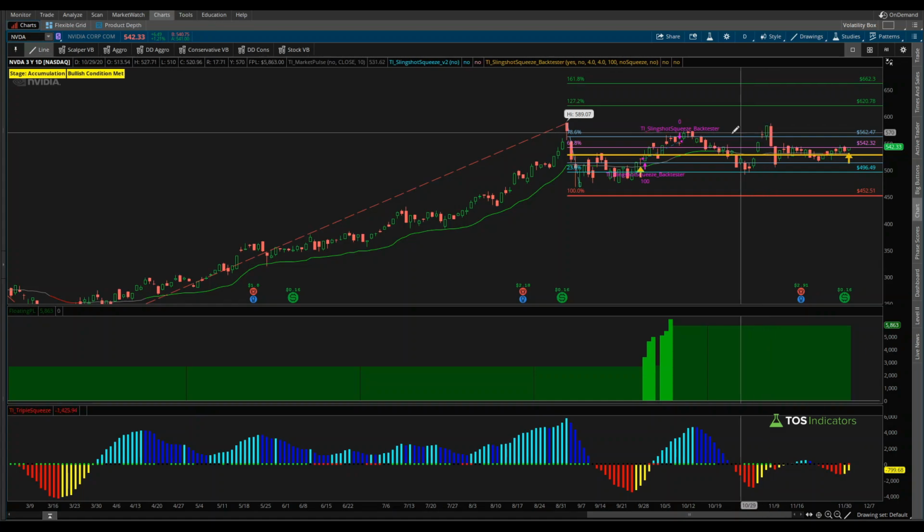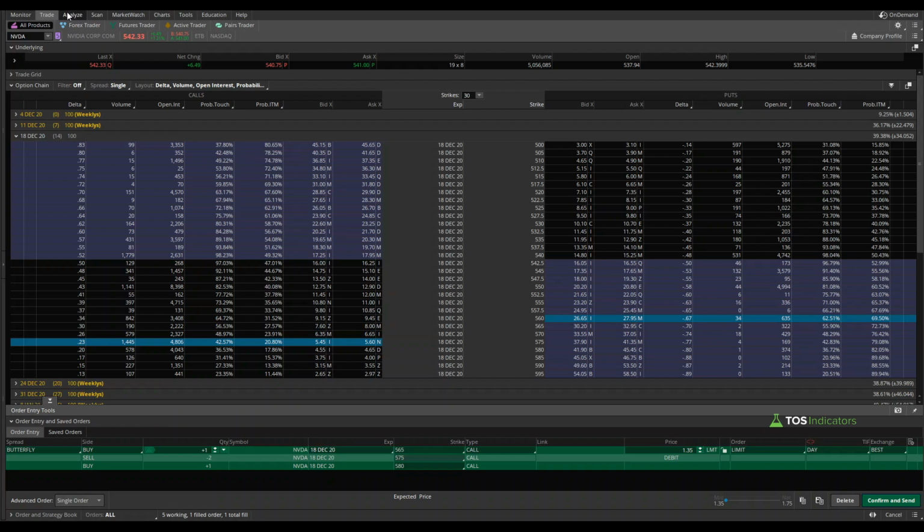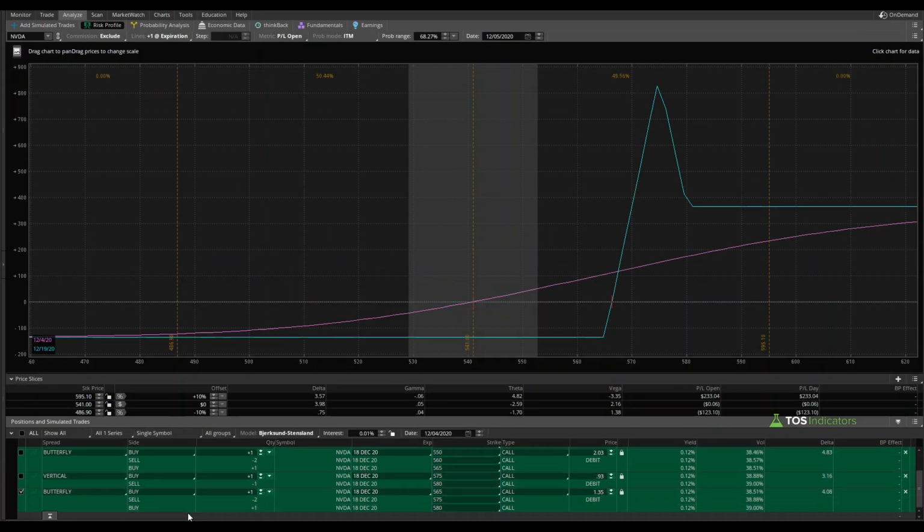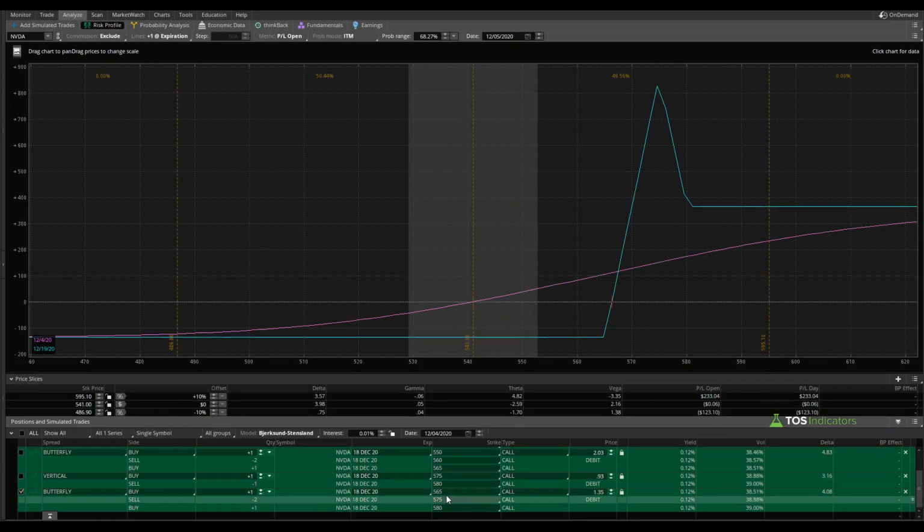574 takes us fairly close to the previous three places of resistance. So I think it would make a lot of sense if this third touch, we saw a break above it. And so this might be another interesting trade as well. It's this broken wing butterfly where we go 565, 575, 580, risking 135 to try and see if you can get that perfect pin.